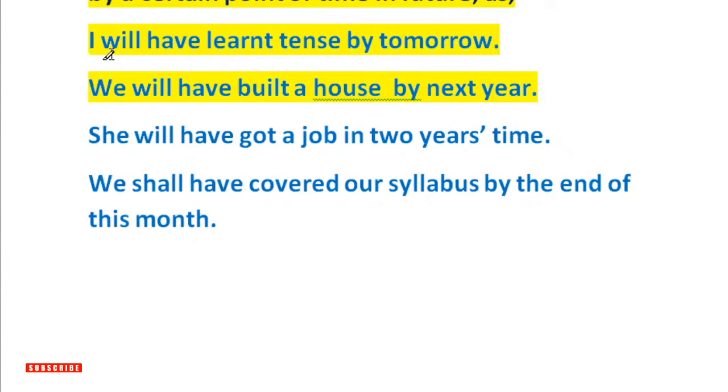I will have learned tense by tomorrow. So tomorrow is a certain point of time by when I will have learned tense. We will have built a house by next year. So next year is that point of time by when we will have built a house. Then she will have got a job in 2 years' time. We shall have covered our syllabus by the end of this month. So these are the things.